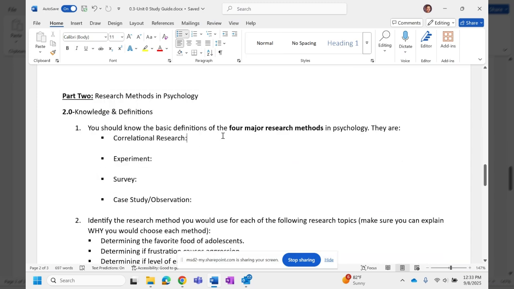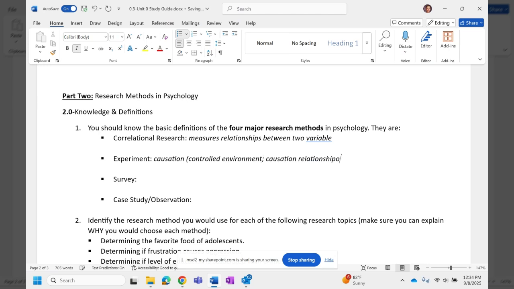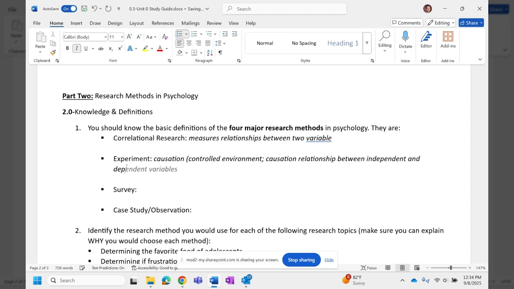So basic definitions of research methods. So we're looking at correlational. This measures relationships between two variables or pieces of data. All we're seeing here are associations. An experiment is going to look at causation, okay? Controlled environment, causation relationship between independent and dependent variables.